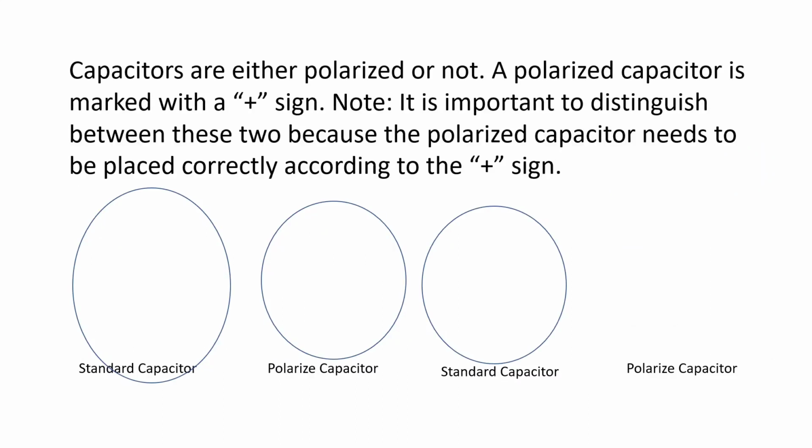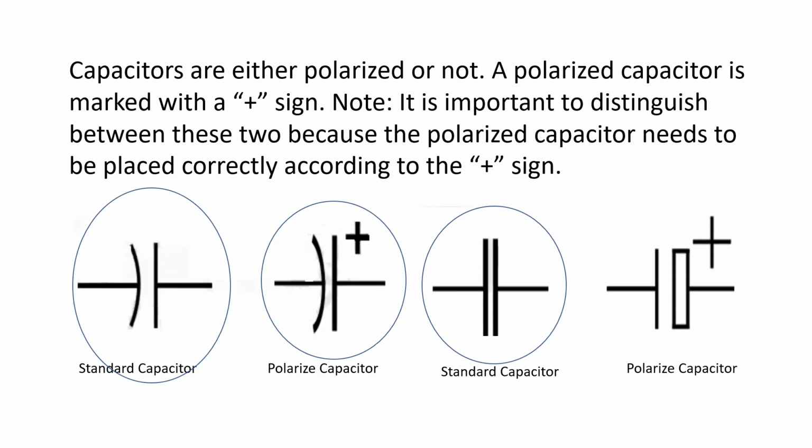Capacitors are either polarized or not. A polarized capacitor is marked with a positive sign. It is important to distinguish between these two because the polarized capacitor needs to be placed correctly according to the positive sign.